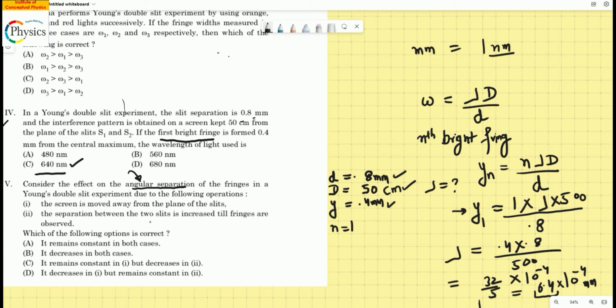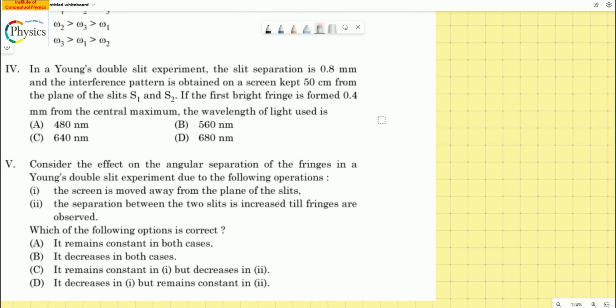All right. So they're saying, there is something called as angular separation of the fringes. And it asks, what are the factors on which it depends? The question says, it depends on if the screen is moved away from the plane of the slit, which is D. Does D impact angular separation? Then it says the separation of the 2 slits is increased till fringes are observed. Okay. So is it impacted by D? All right. So I have just removed all the rough work.